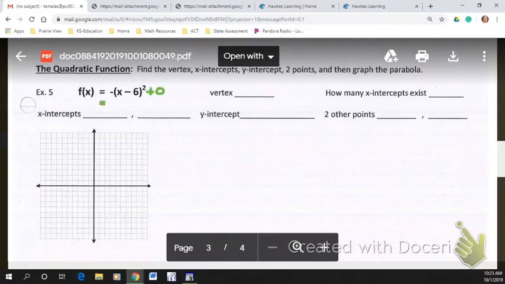So remember that vertex form looks like this, right? So your h and your k are your vertex. So what's my vertex? It is 6, 0. It is at 6, comma 0. Okay, does that make sense? Yes. Okay. Can you tell me if this is a happy face or a sad face? It's a sad face. It is a sad face because of that negative sign right there.